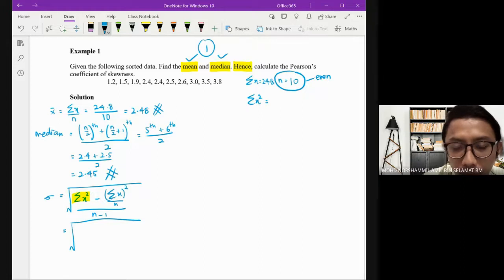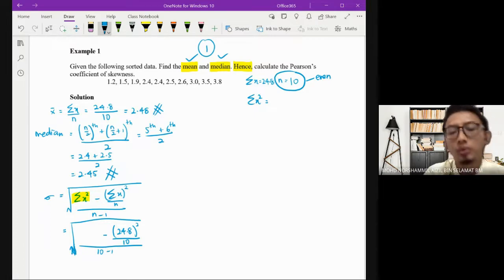While we are waiting for the value, we can substitute the others. So this one is 24.8. Be careful: altogether, power of 2 for the sum of x only, divided by n, which is 10. All together divided by 10 minus 1. And be careful, your working must cover everything. Fahimah, did you get it? Sum of x square. What did you get?